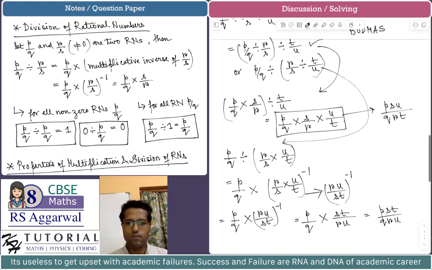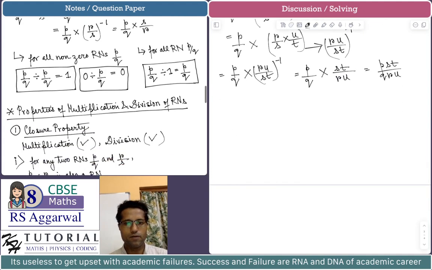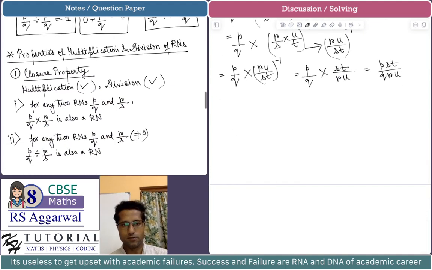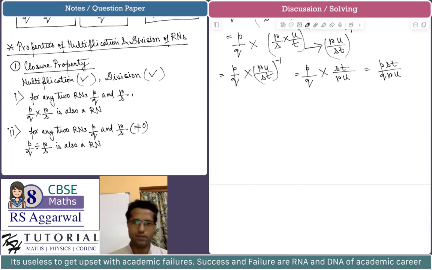Now let's come to the discussion of properties of multiplication and division of rational numbers. The first is the closure property. That is, we need to check whether multiplication and division obey the closure property. That is, if you multiply two rational numbers, is the product also a rational number? The answer is yes. So multiplication, as you can see in the notes, obeys the closure property. That is, for any two rational numbers p by q and r by s, their product is also a rational number.